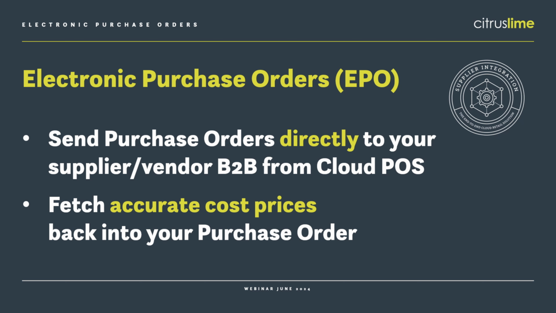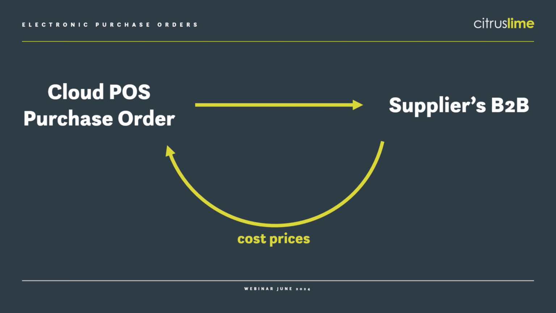One, you can create a purchase order in Cloud POS and then send it directly to your supplier's B2B site. Two, we fetch those accurate cost prices for your items back into Cloud POS from the B2B. You can think of it like this. We send the purchase order that you've created in Cloud POS over to the B2B site. Once that's received, they then send the cost prices back to us. It's a bit like a game of table tennis. Let's look at these two benefits in a bit more detail.